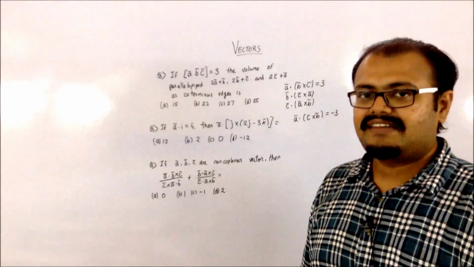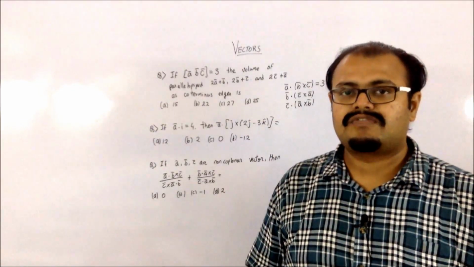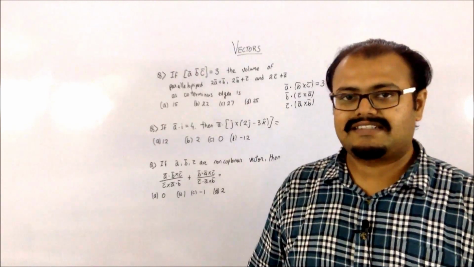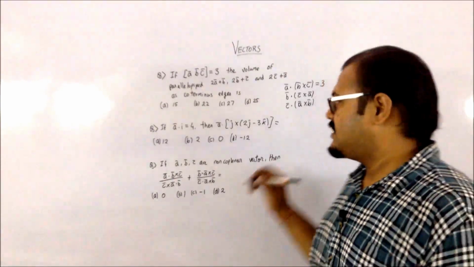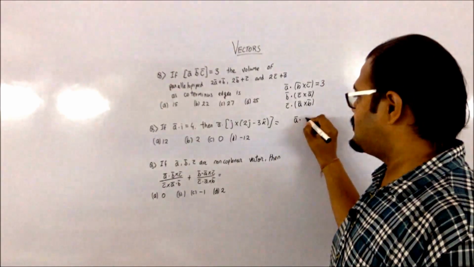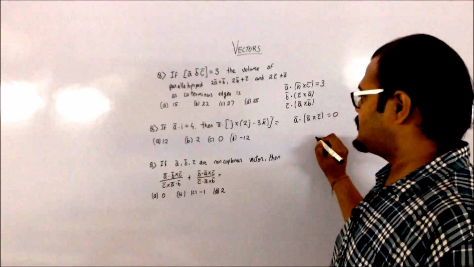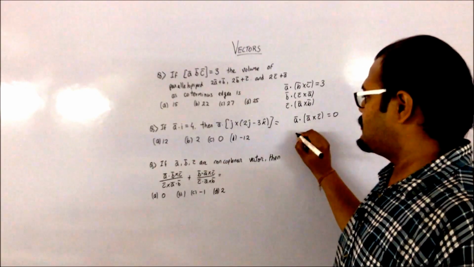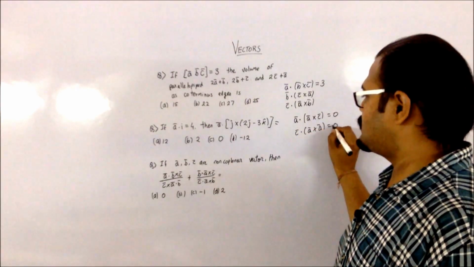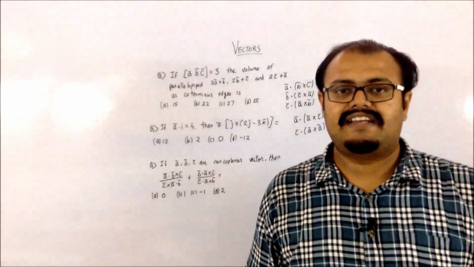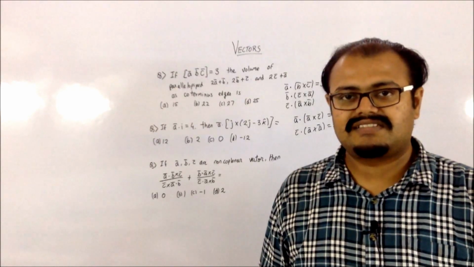So that is why the value of this will be -3. If I am calculating a box product of 3 vectors in which 2 vectors are the same, then the value of that box product will be 0. That means if I have A bar dot A bar cross C bar, this will be 0, or C bar dot A bar cross A bar will also have the value 0. So if any 2 of the 3 vectors are the same, then the value becomes 0.